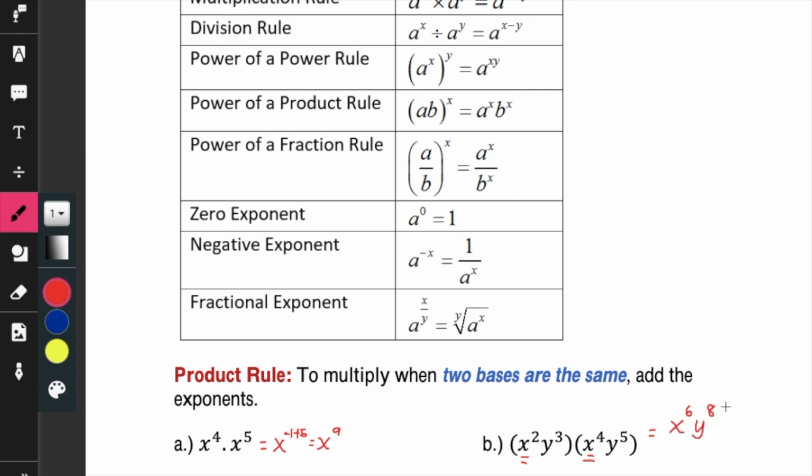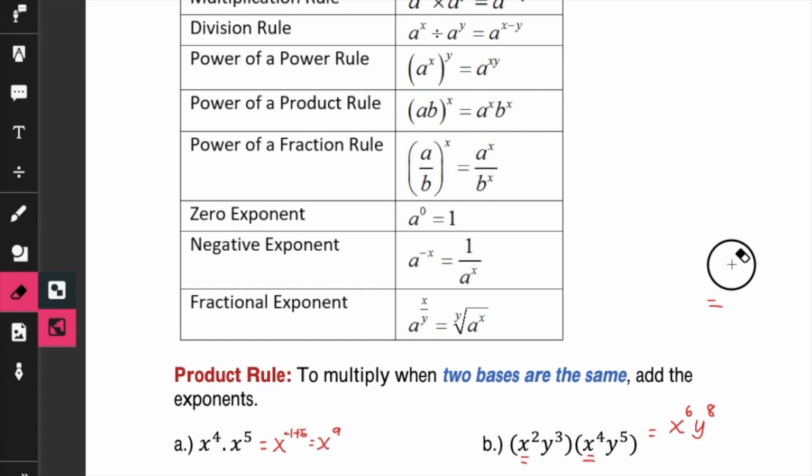Now, one of the most common mistakes that students make is trying to add exponents when the bases are not the same. Like let's say you are given x squared times y squared, you know that the bases are different, so this rule will not apply.